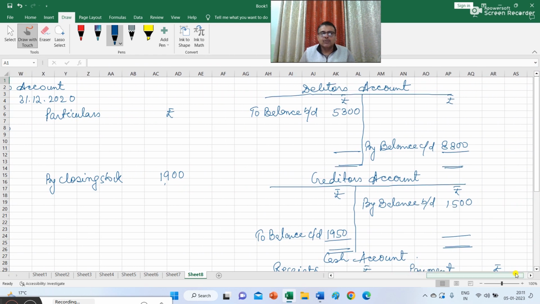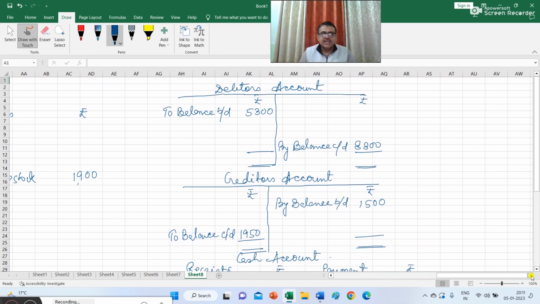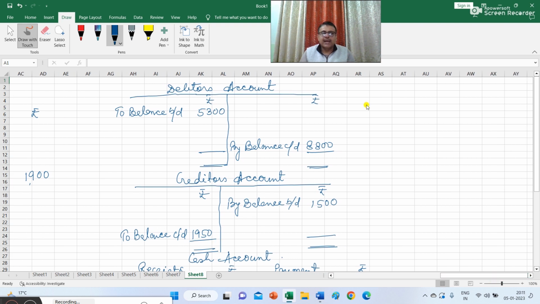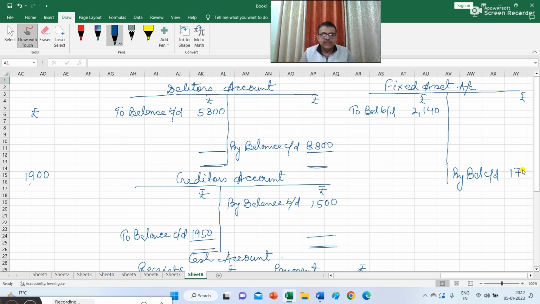The opening and the closing balance of fixed asset, we have to post it in a separate ledger of fixed asset. So I have not yet prepared the fixed asset ledger. So I am writing here fixed asset account. So the opening balance I am writing here on the debit side as to balance BD 2,140, and the closing balance I am writing as 1,740.